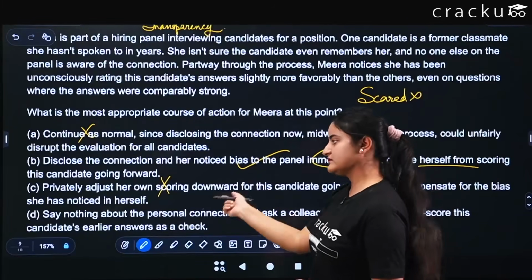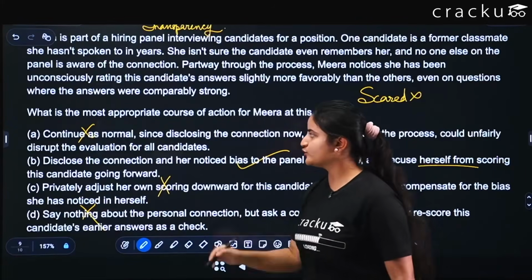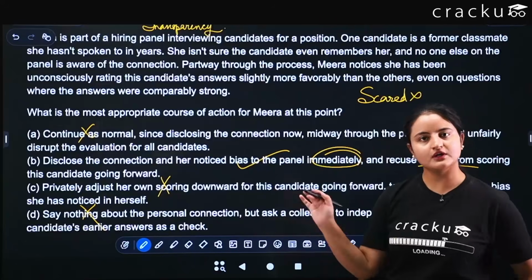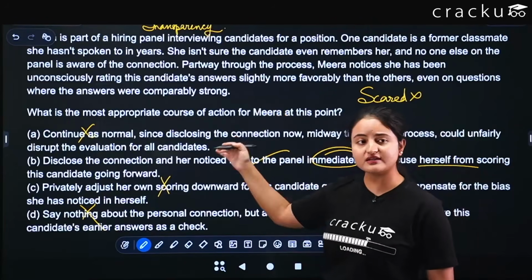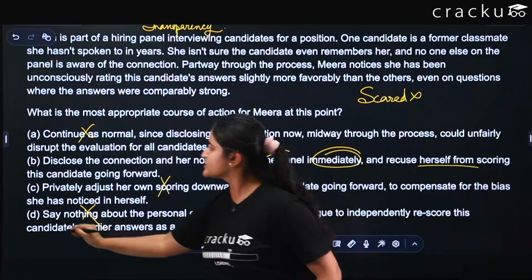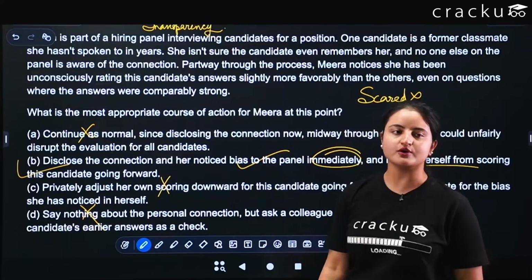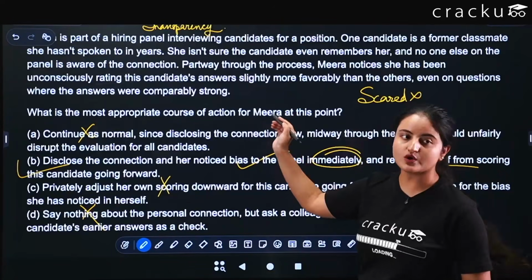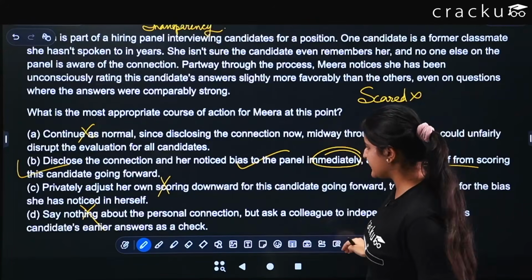Say nothing, directly wrong. Directly do nothing, continue as normal, wrong. These are very, very common traps, guys. And if you know them, you are sorted. So B is the best choice because it follows transparency. This was a case of transparency, right?